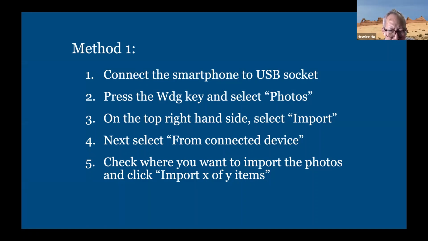Once you click on the photo, a menu will come out with all your past photos. And on the top right-hand corner, there's a magic word called import. You click on the word import, and the fourth step, you click on the choice from connected device, because you already connected your smartphone to one of the USB socket. So next step is click on connected device. Once you do that, the Windows 10 will churn out all the pictures in your smartphone.